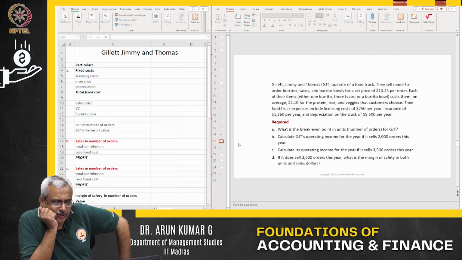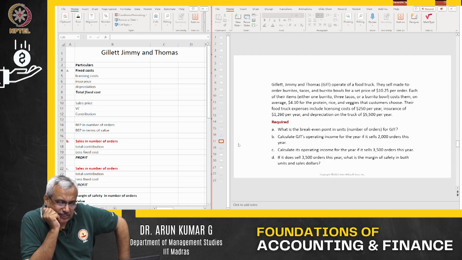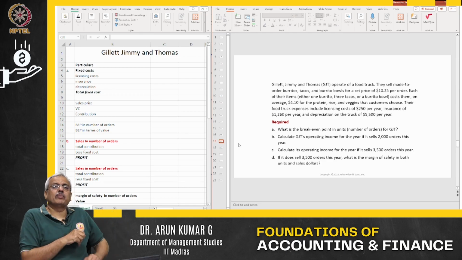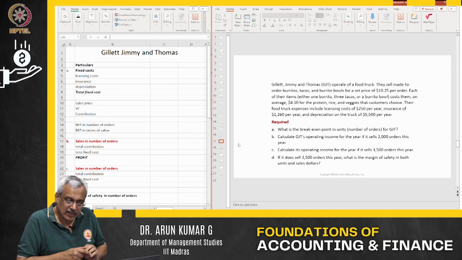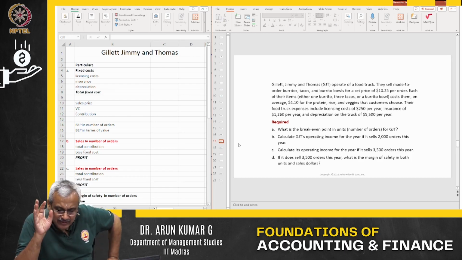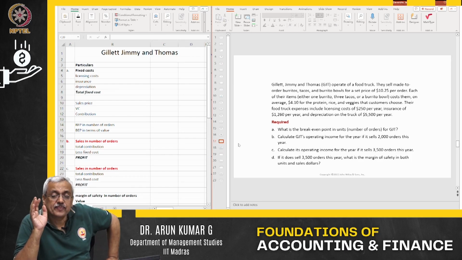Gillette, Jimmy and Thomas operate a food truck. They sell made to order food items at a set price of about $10.25 per order. Each of the items cost them about $4.10 for the ingredients and so on. Their food truck expenses include a licensing cost of $250 per year, insurance of about $1260 per year and depreciation of about $5,500 per year. Now, what is the break even in units, the number of orders, for GJT?